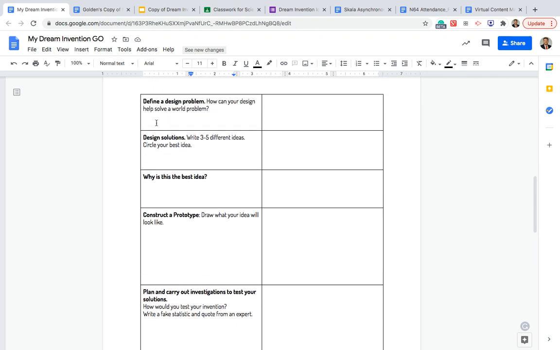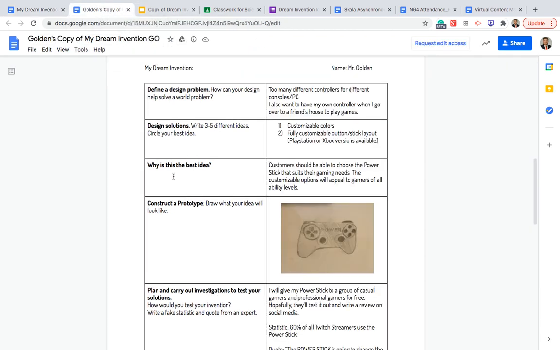How can your design help solve a world problem? If we look at Mr. Golden's example, his example was the power stick. His problem was there are too many different controllers for different consoles and PCs. So he wants to have his own controller to be able to fit in his pocket and on the go whenever he goes over to his friend's house. So today we're going to start by filling out this first part, defining the problem.